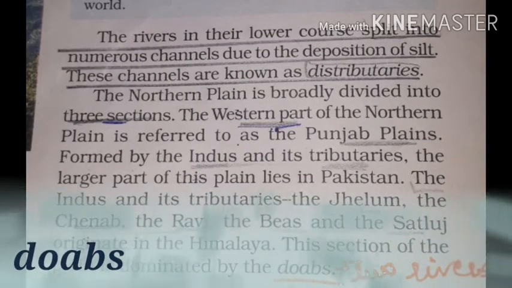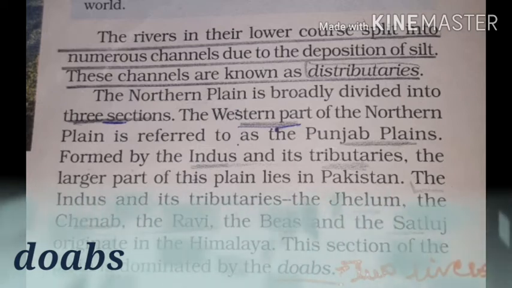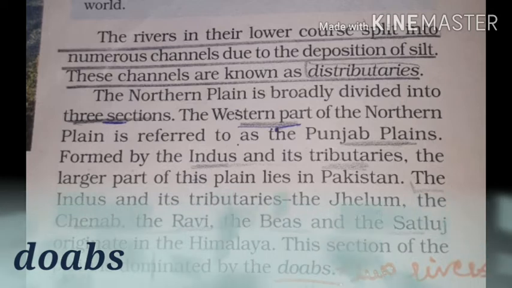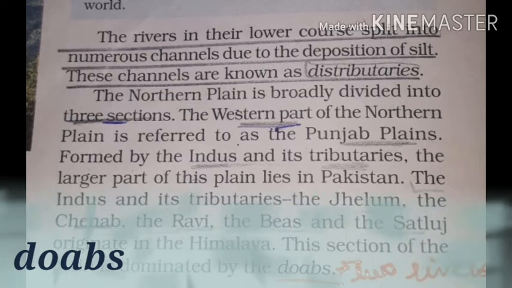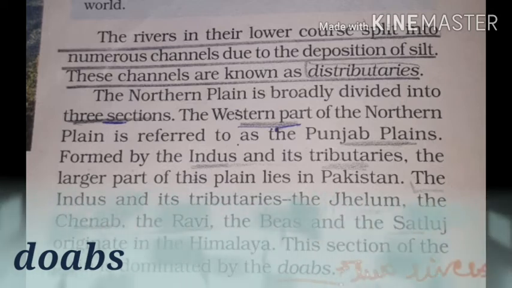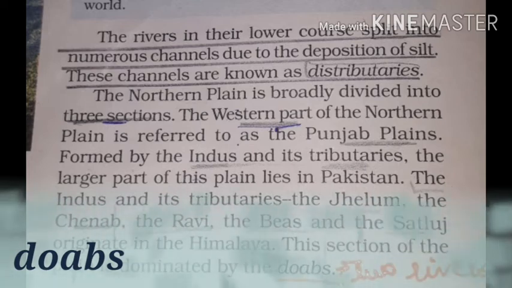The rivers in this lower course are split into numerous channels due to the deposition of silt. These channels are known as distributaries. When the waters move down the plain land, they distribute from the river, and that's why it is called a distributary. The main river divides into tributaries, and then tributaries divide into distributaries. In this way, water moves from the main river to the subsidiary river and then into the local rivers called distributaries. The northern plain is broadly divided into three sections.